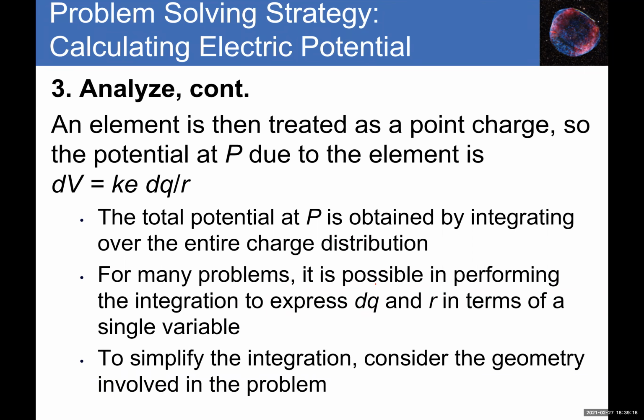So the potential at P due to the element is given by dV equals k, where this e is a subscript, so it's basically k_e dq over r. This is then dV. Remember, this is just from a single element, how it contributes to that point P. And then what we do is take the integral between, let's say, two points of interest.